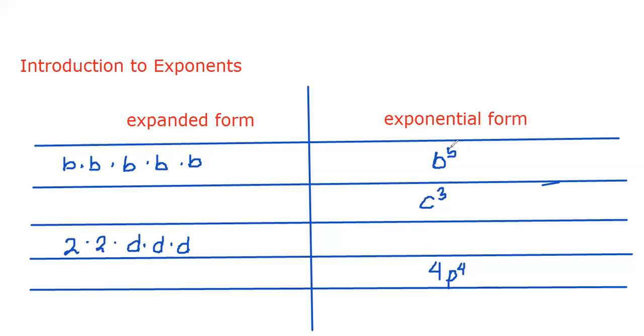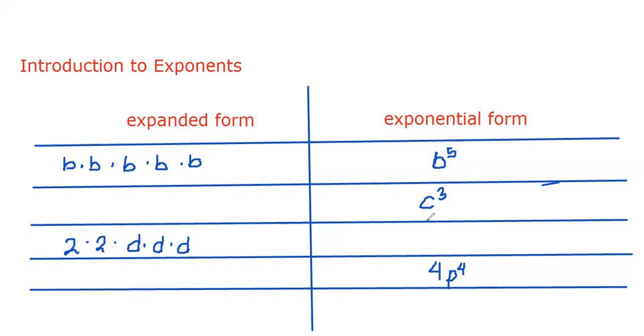So kapag ang B, na minultiply natin sa kanyang sarili na 5 times, we can write it in exponential form B raised to 5. Okay? Or B to the 5th power. Or B raised to 5. So the exponential form of B times B times B times B times B is B raised to 5 or B to the 5th power.